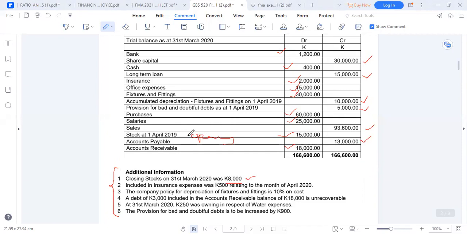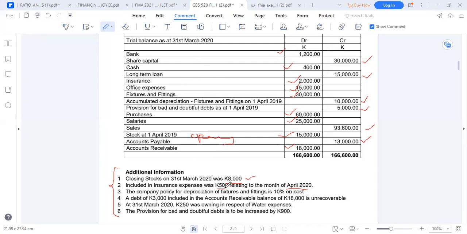What can also help you tell are the dates. This is the previous year's stock, 1st April 2019. This is the current year. Then adjustment number 2 is relating to expenses whose month was overlapping to April. We're told that the insurance expenses included 500 kwacha which related to the month of April. Indirectly, they're telling you that this is a prepayment. So 500 kwacha is a prepayment.